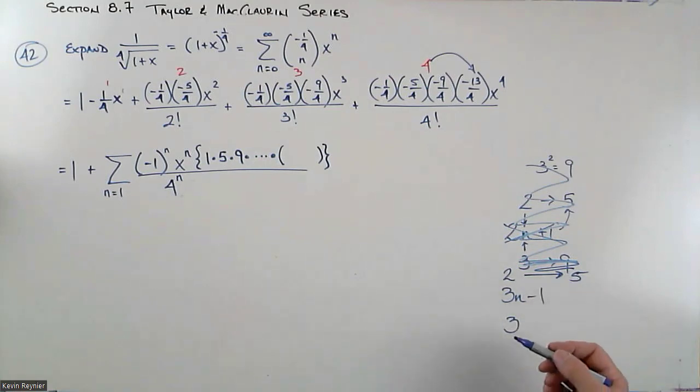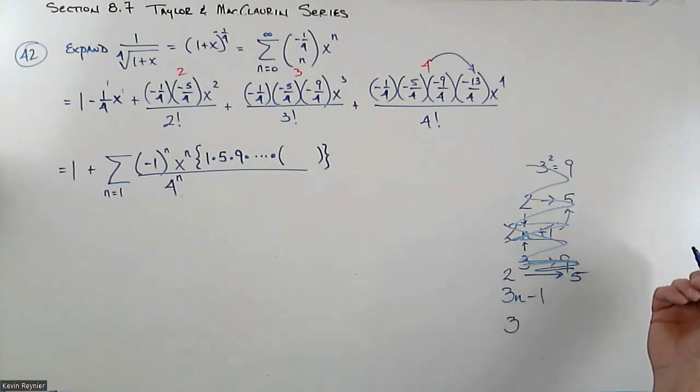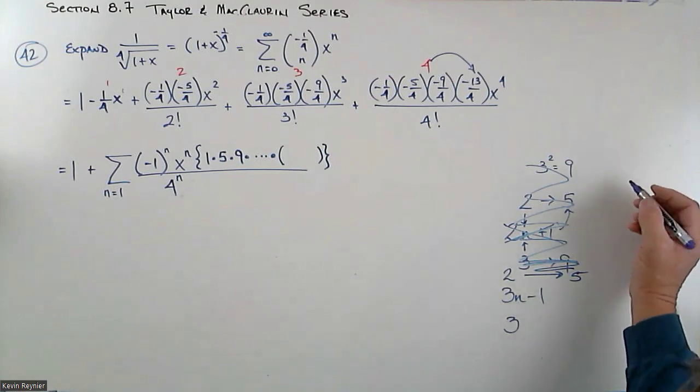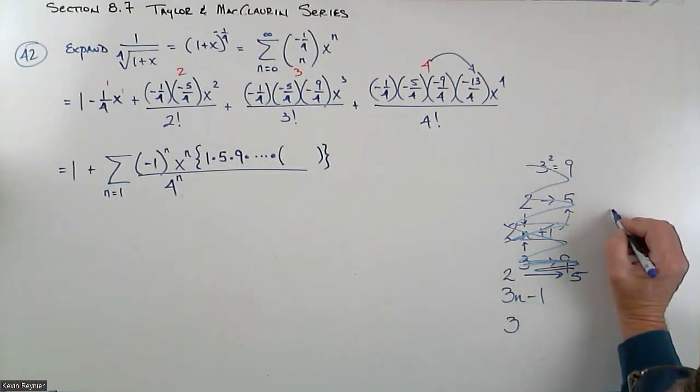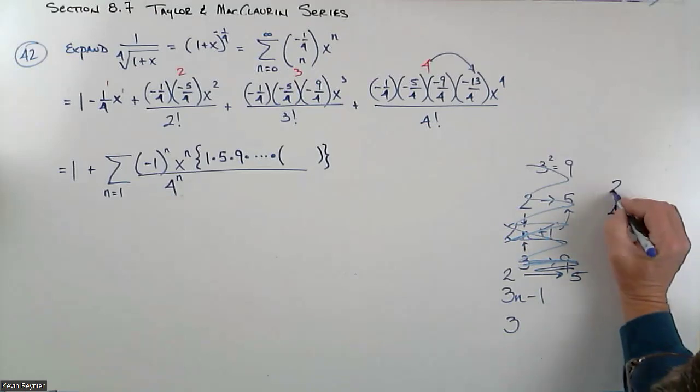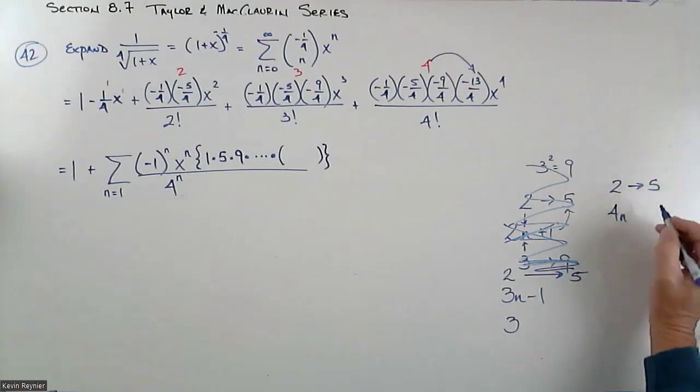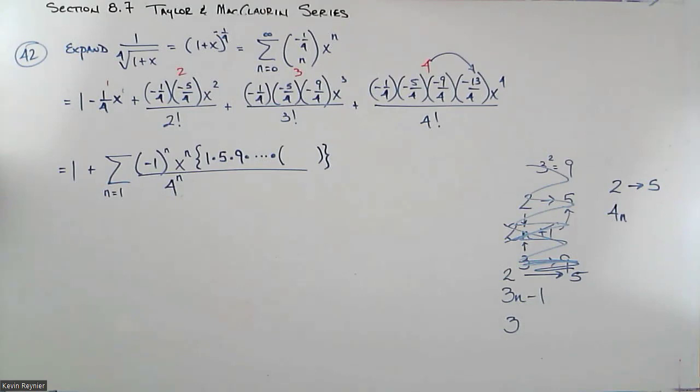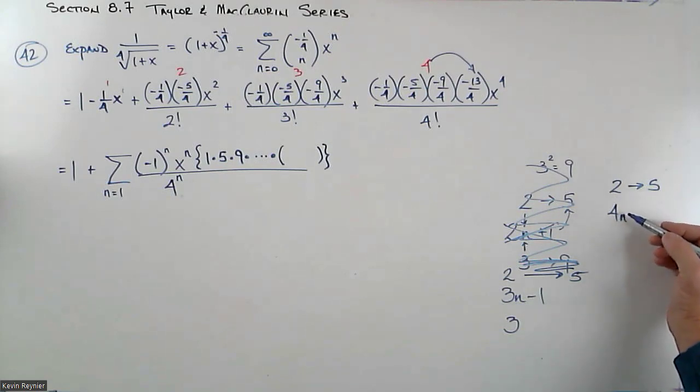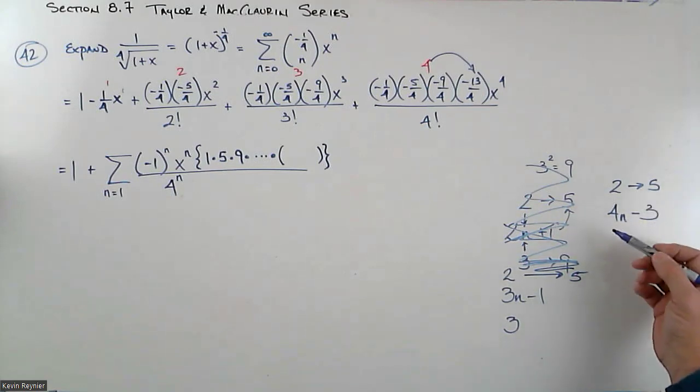So 3n didn't work. Okay, what about 4n? It seems kind of silly, but maybe 4n, right? 2's got to get me to 5. 2 times 4 is 8. Sorry about that. I got to get to 5, so I'd have to subtract a 3, right? Subtract a 3. Now that does work. 2 times 4 is 8 minus 3 gets me to 5.